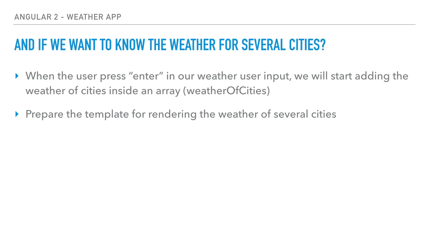So the next point is that once the user presses enter in the user input, ideally we should save this value, the city, for example London, in an array of all the cities that the user has told the application: I want to know the weather of London, I want to know the weather of California, and so on. So we will need an array of weather of cities just to hold this. And then we will have to prepare the template for rendering several cities. We will do this one row for every city.